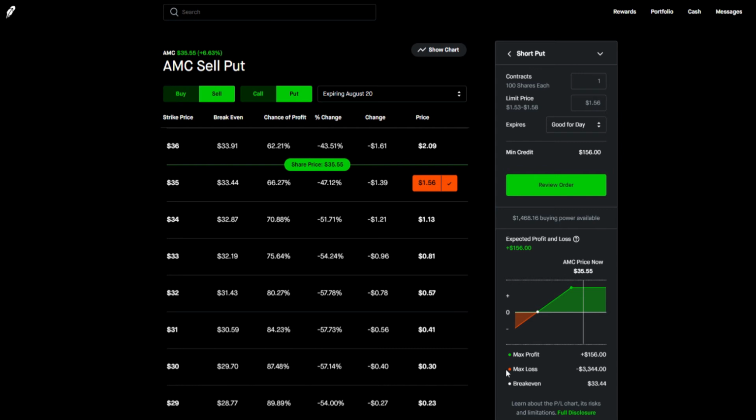Remember, if the contract gets executed, we have to buy the stock for the agreed upon price, even if AMC dropped to $1 per share. We would still have to buy it for $35 per share.